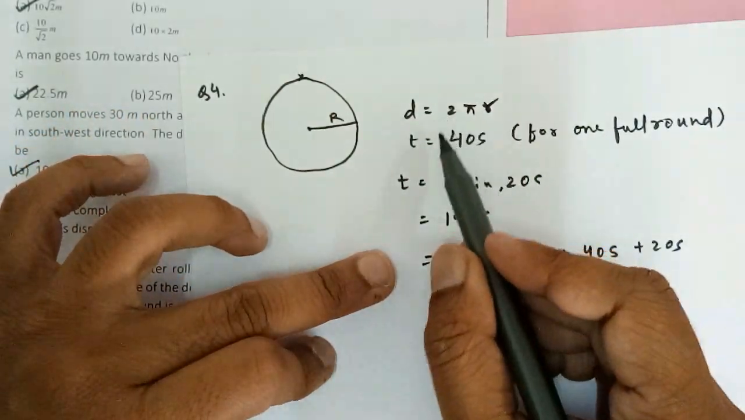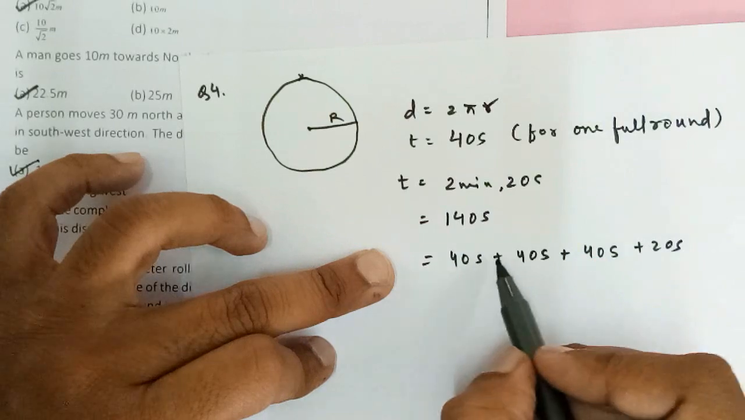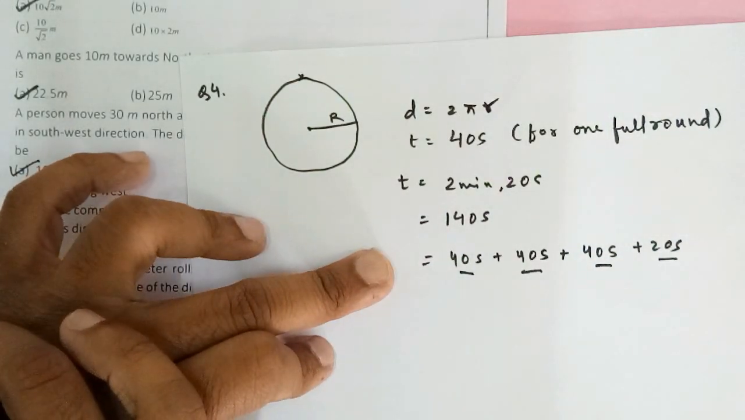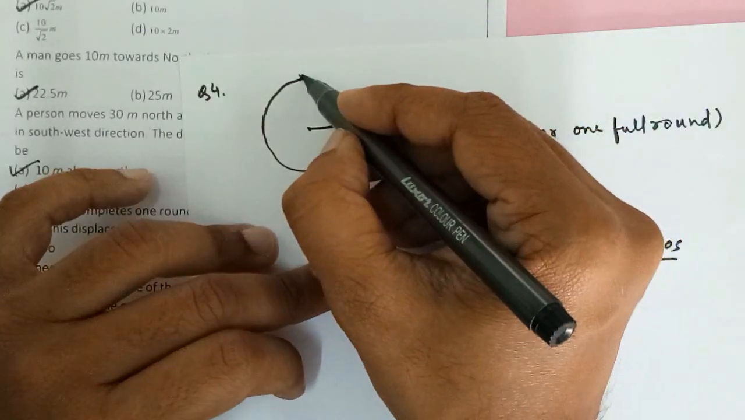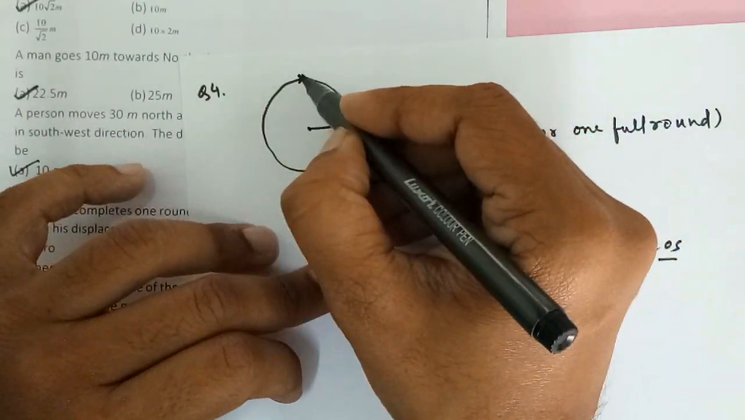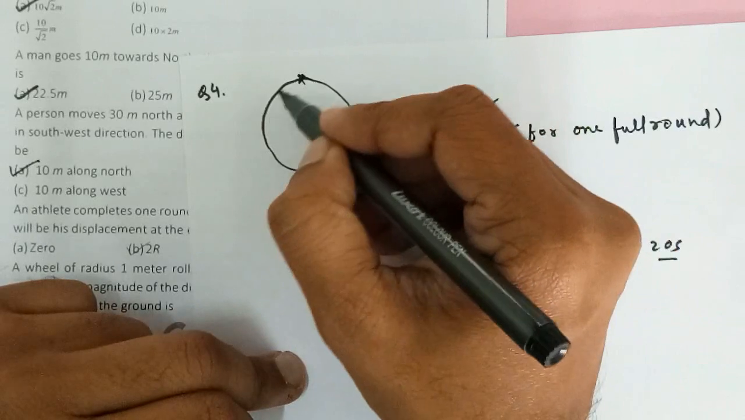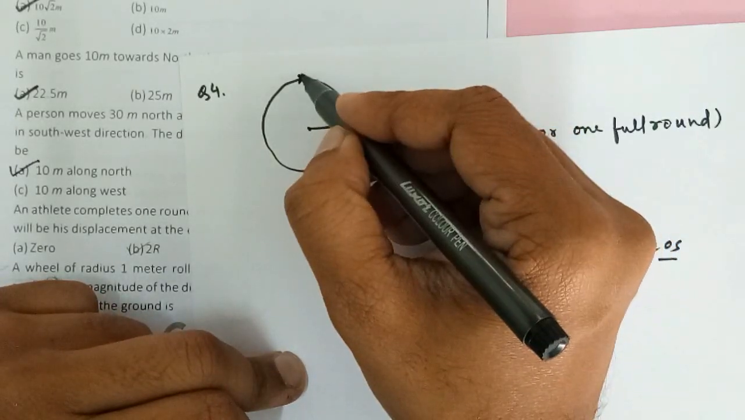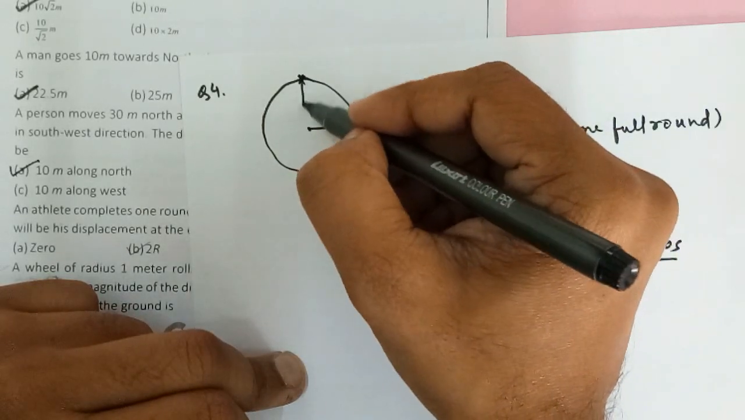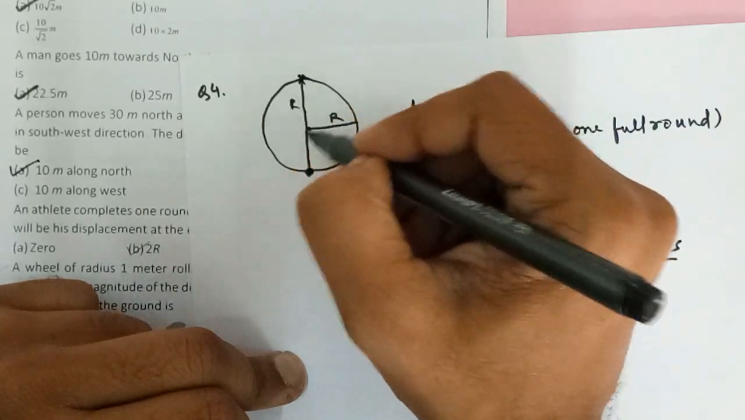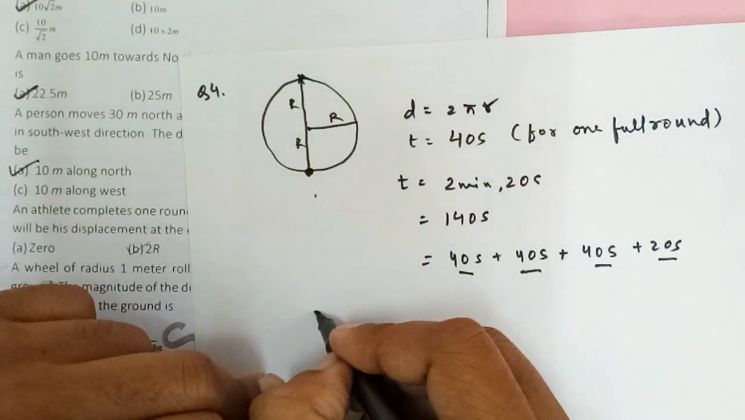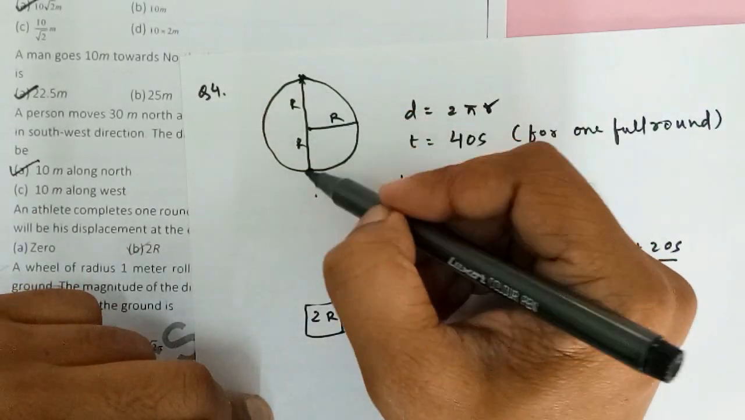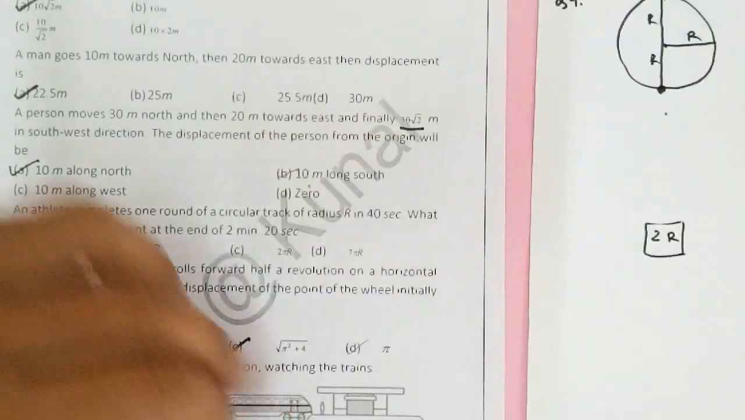Now why did I do that? Because I know that one round takes 40 seconds. So this is one round, second round, third round, and this is 3.5 rounds. So if he starts from here, one round, second round, third round, third and half round. So this was the starting point, this is the finishing point, this is the displacement, so this is R, this is R. So your answer is 2R. Displacement is the shortest distance between 2 points, right?